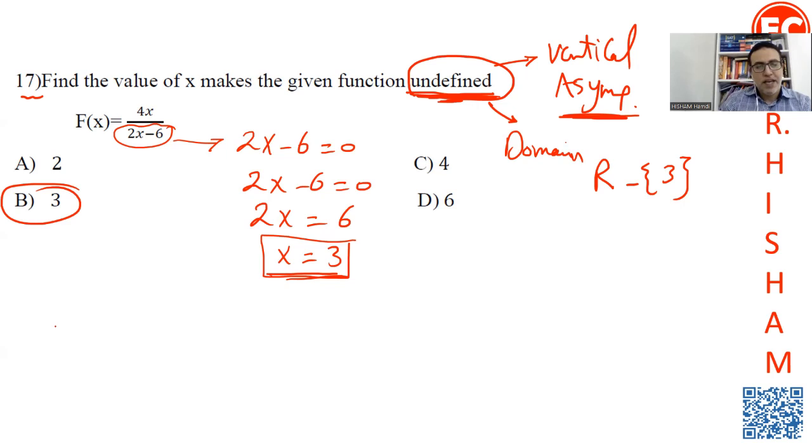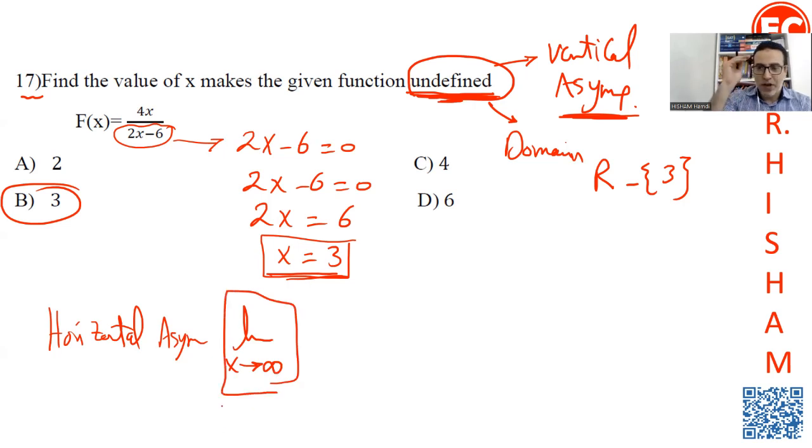But Mr. Hisham, if he asked about the horizontal asymptote, you find the limit of the function as x tends to infinity. And you have three cases. And in the case of infinity, where the numerator is greater than the denominator, it doesn't have a horizontal asymptote, it has a slant asymptote.